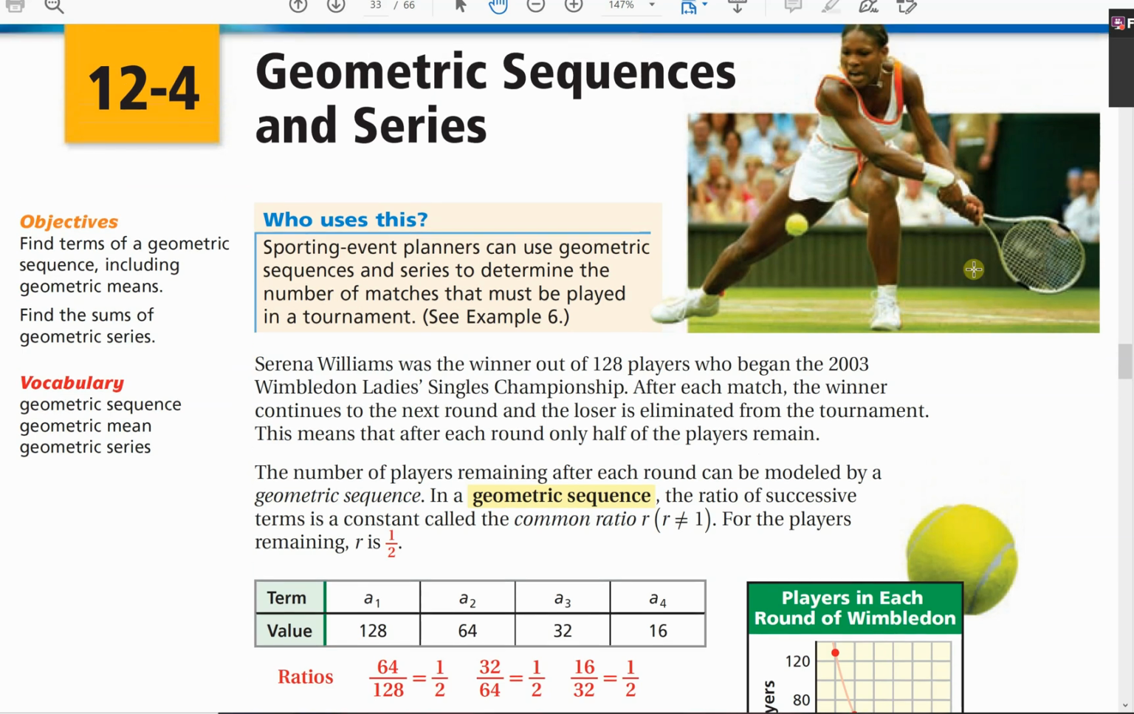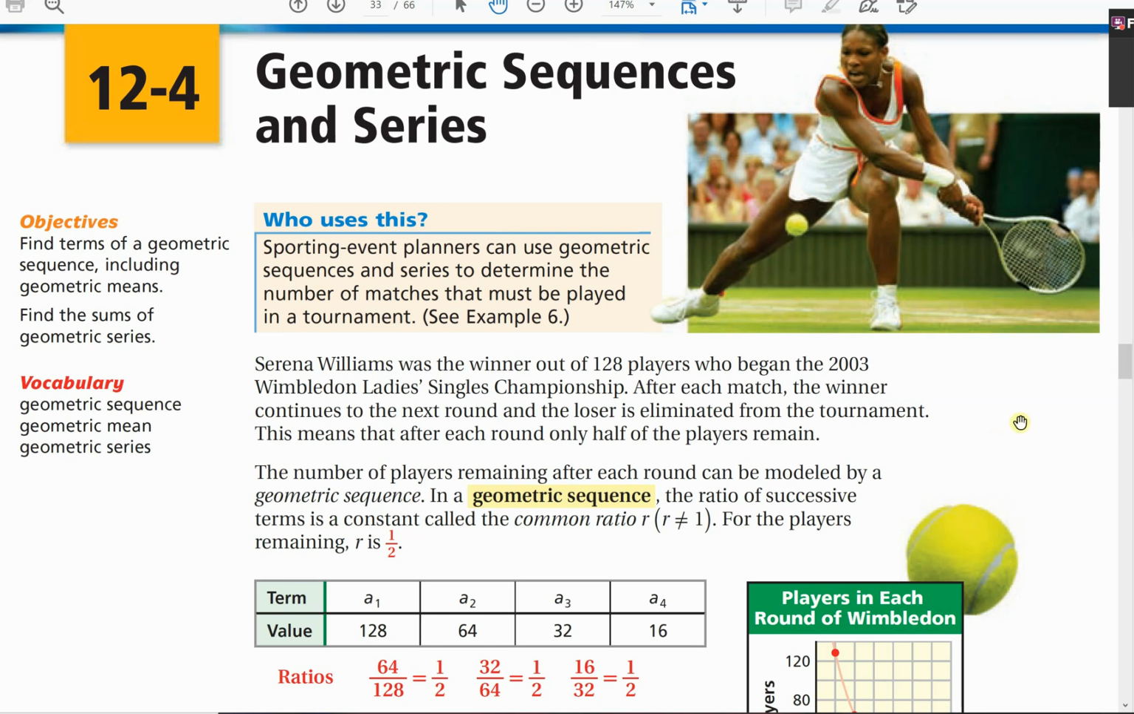And when I think of these, of course, I think of Serena Williams, don't you? She was the winner out of 128 players in the 2003 Wimbledon Ladies Single Championship. After each match, the winner continues to the next round and the loser is eliminated from the tournament. This means that after every round, only half the players are left. The number of players remaining after each round can be modeled by what we call a geometric sequence.